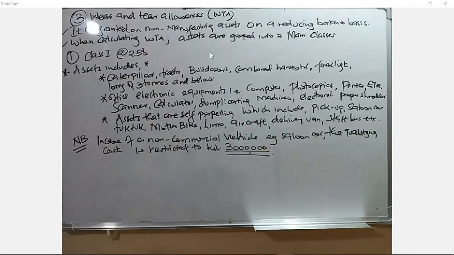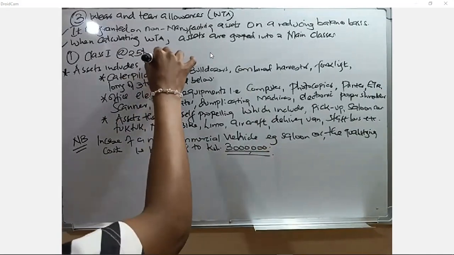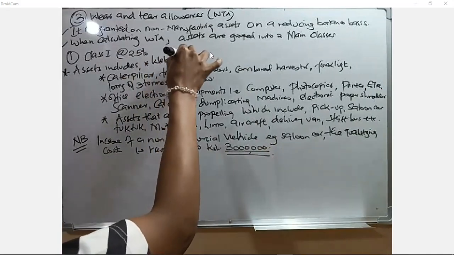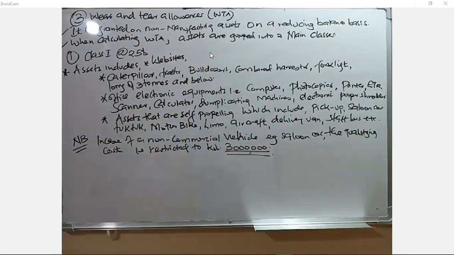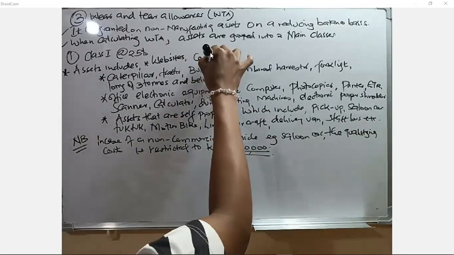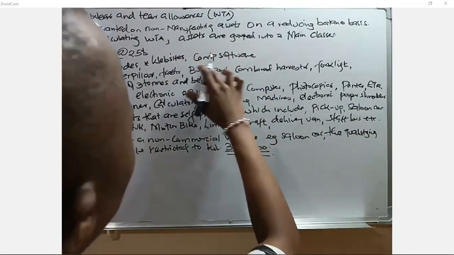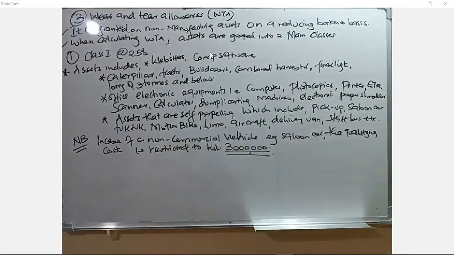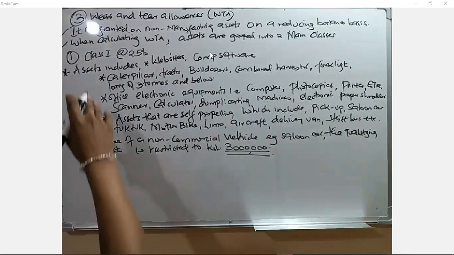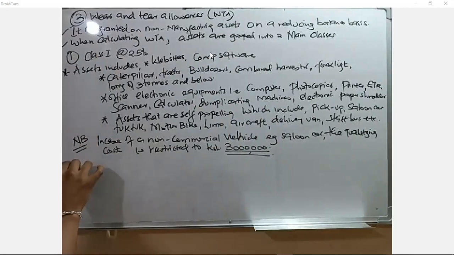There is another asset which I forgot there, where we discussed websites. We normally have websites which qualify for class 1. We have computer software. Previously, they used to have special classes, but they were all grouped into one class. Then I just want to look at class 2, because this was class 1. Let us look at class 2.